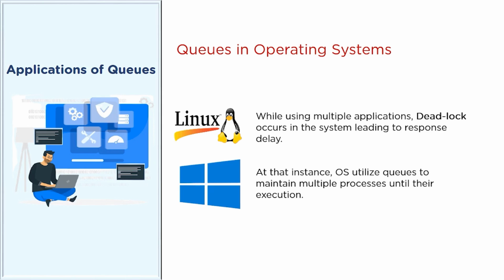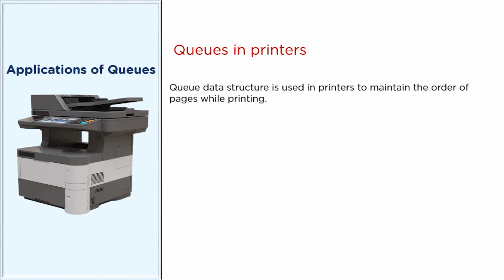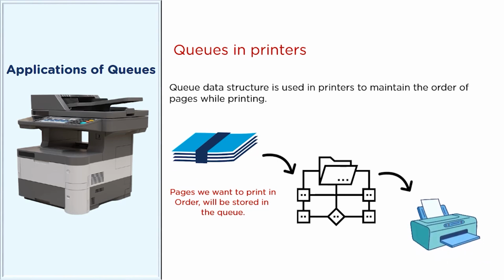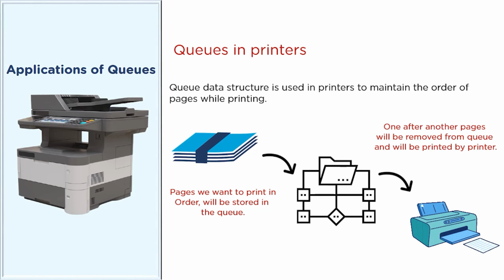Basically, those keys are stored in queue, and when the processor becomes free, it processes in the order the keys are pressed. That means the key pressed first will be written in a Word document first. So this is how computers use a queue to eliminate deadlocks when multiple processes are in a ready state. Next up is printers. A queue data structure is used in printers to maintain the order of pages while printing. That means the pages are stored in a queue in the order that you want to print them, and once the page is removed from an ordered queue, it gets printed.